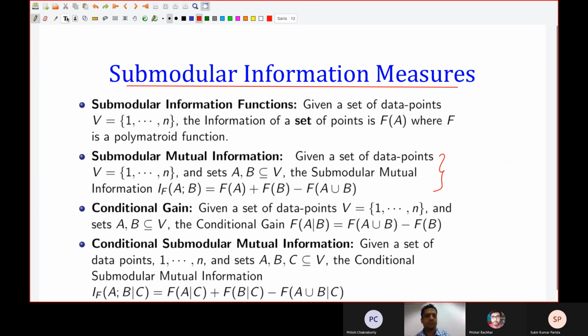In mutual information, replace entropy with any submodular function. Okay, so you have seen this. If you set F as H, you get regular mutual information, right?